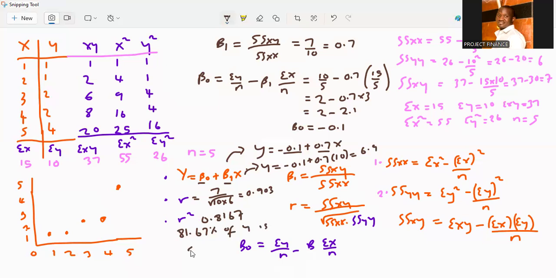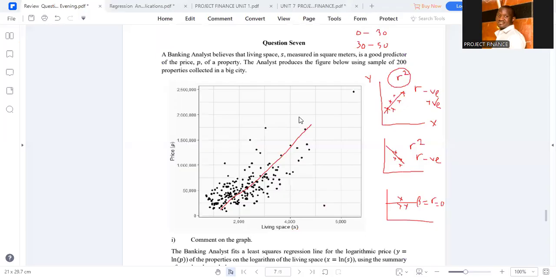X is due to the variation in that X. So this is basically what our question 7 is trying to ask us to do. Of course, I've just slightly made the formulas simpler. So when you go to our question here, the banking analyst believes that living space S measured by square meters is a good indicator of price P of the property. The analyst produces the figure of 200 properties listed in the city there.